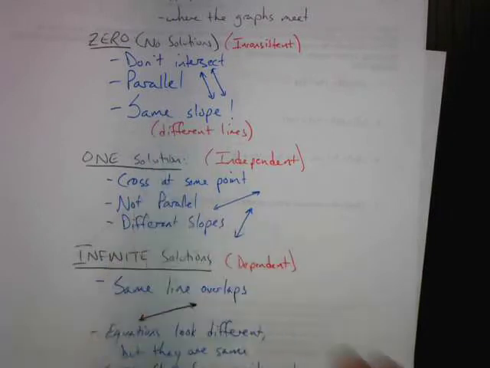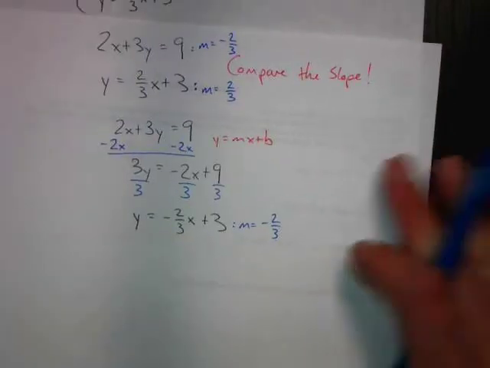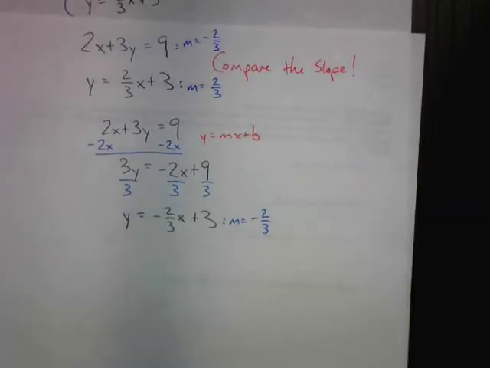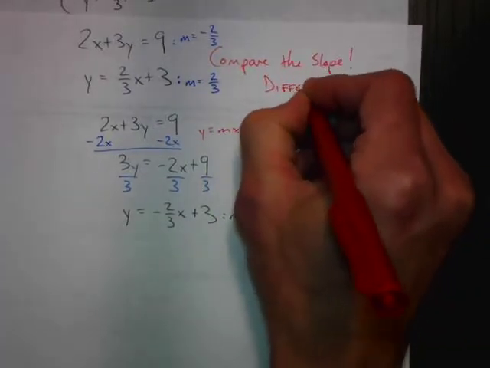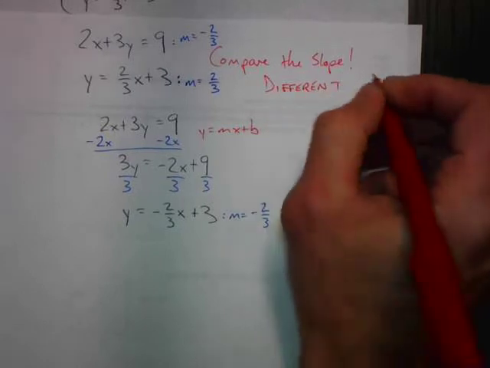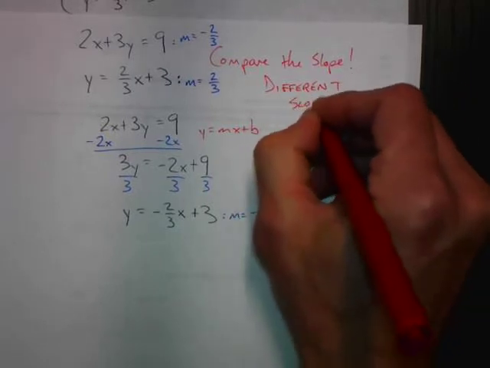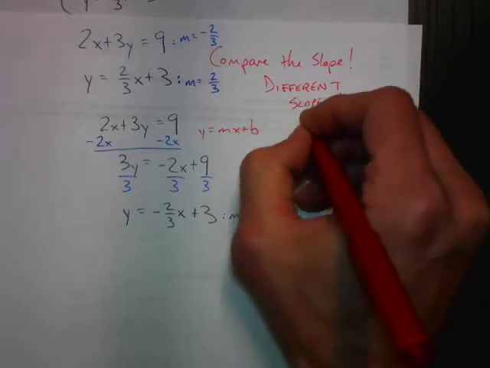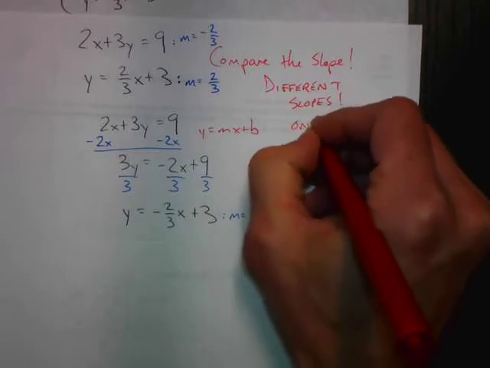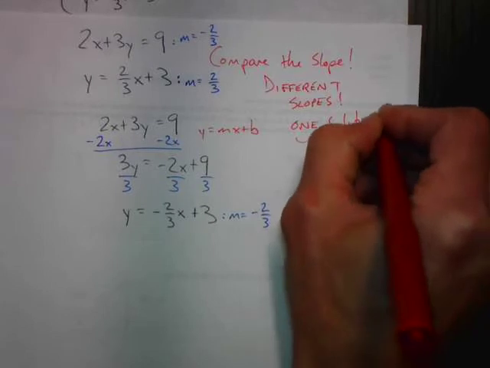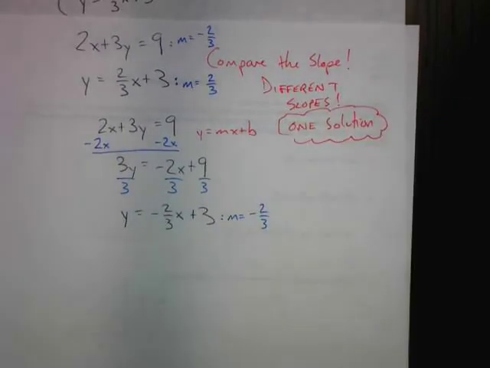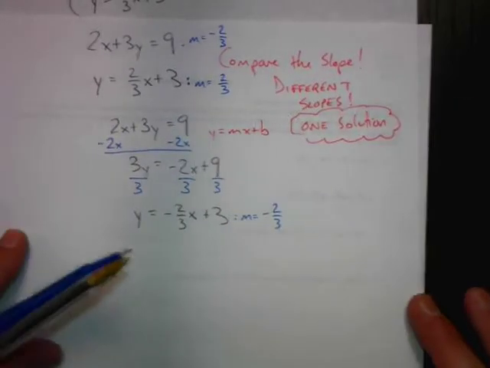So what have we noticed about this system? Clearly these slopes are different. And if the slopes are different, well then we have what's called an independent system. And that means we have 1 solution. So that's how we can tell without graphing, we didn't graph a thing, that they are going to cross. These lines will eventually cross.